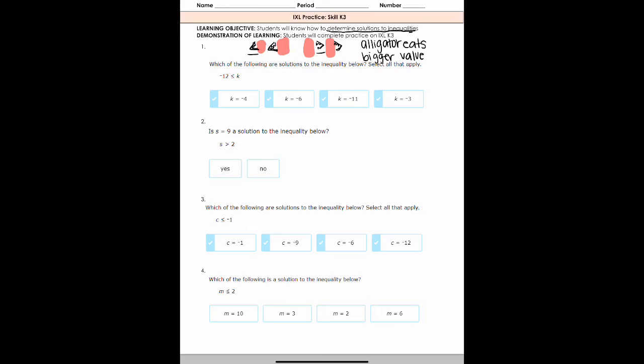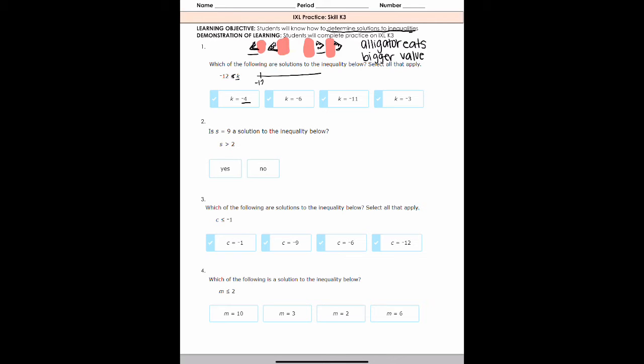So this inequality on number 1 has K, and K is supposed to be bigger because it's being eaten. K is bigger than negative 12. So I'm going to go through each of these numbers and see if they are bigger than negative 12. First one is K equals negative 4. So is negative 4 bigger than negative 12?